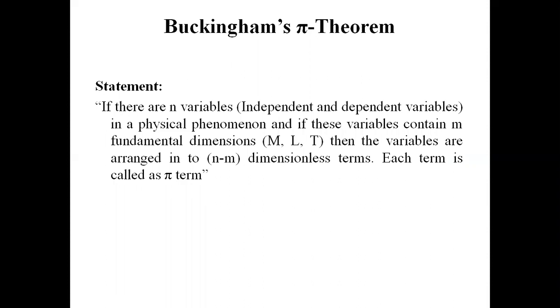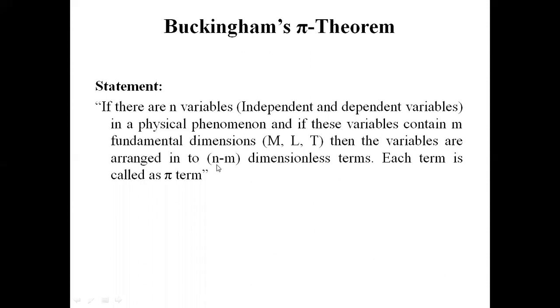So I will read that theorem. You can see, if there are n variables, and we know the variables may be independent variables and dependent variables in a physical phenomenon, and if these variables contain m fundamental dimensions, we know that in each variable we can define its fundamental dimension in terms of m, l, and t. Then the variables are arranged into n minus m dimensionless terms.